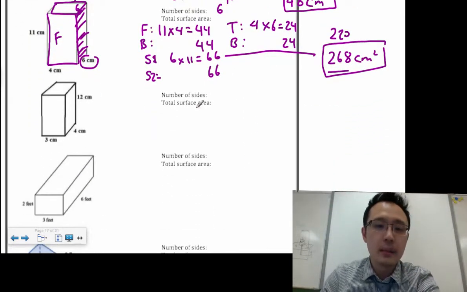The next one is similar to the previous one. So the number of sides is going to be 6. I'm going to break this down again. The front is going to be 3 times 12.